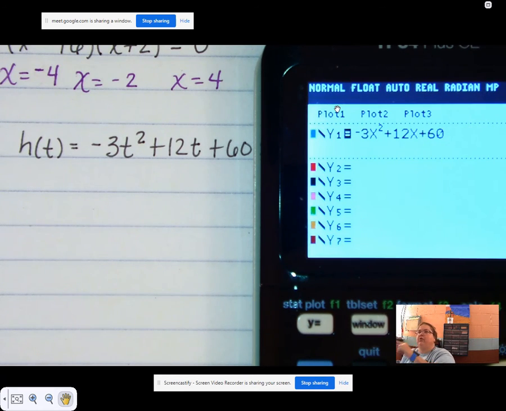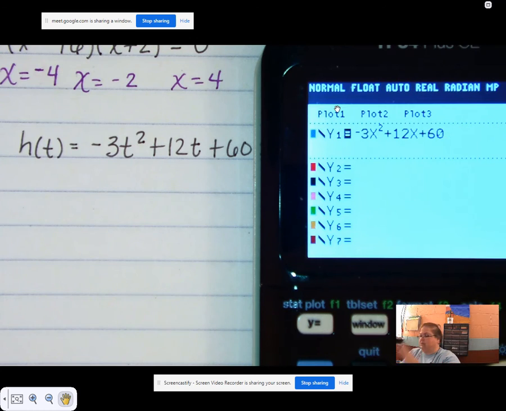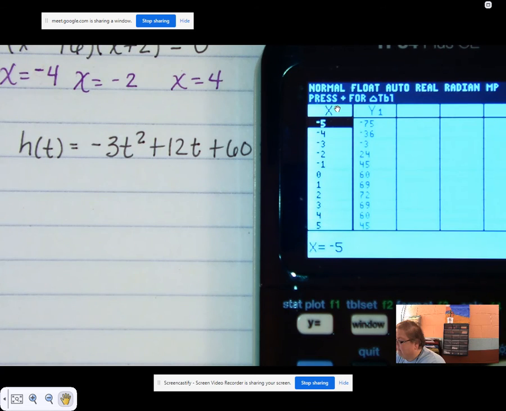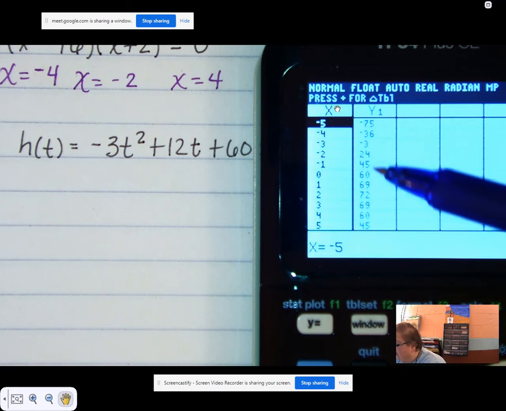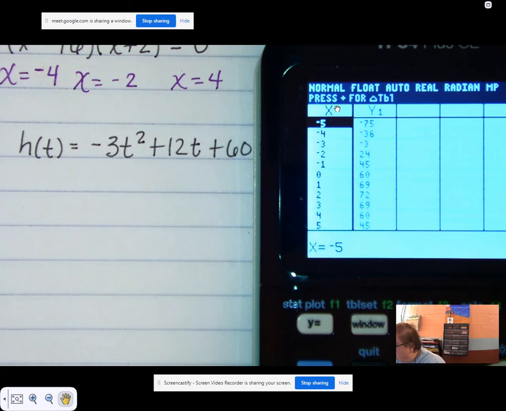I'm looking for the vertex. I already have my A value, right? A is A is A. A is always that first coefficient. Now, second graph. Looking at the table. Where is my vertex? Look at those numbers in the y column. We always look in the y because remember x is just counting. It's what? 72.